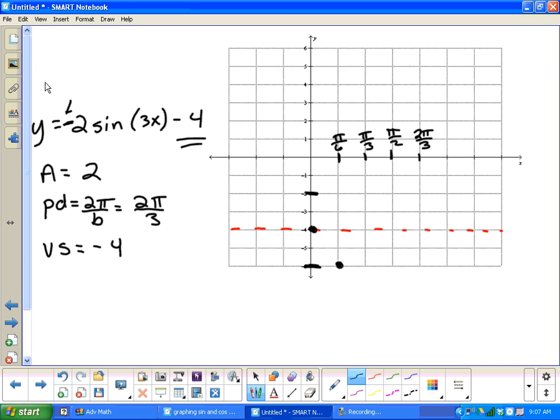Now, at pi over 3, where is it going to be? -4. And then pi over 2, where is it going to be? Yeah, -2. And then 2 pi over 3 is going to be back at -4 where it started. Instead of the x-axis, -4 is like the new x-axis. So instead of going up and down 2 from 0, you go up and down 2 from -4.